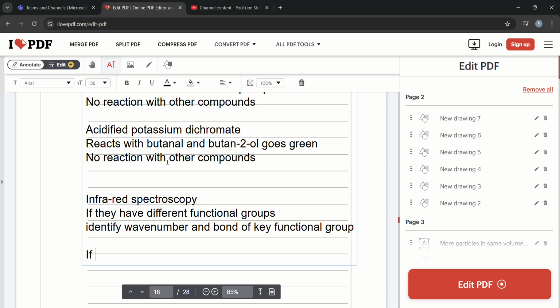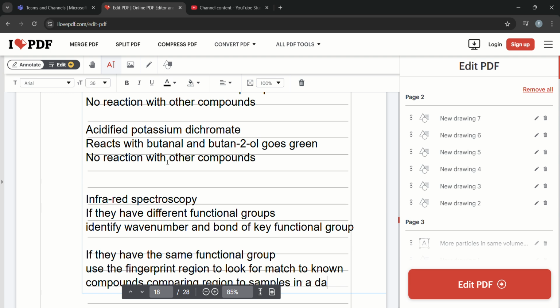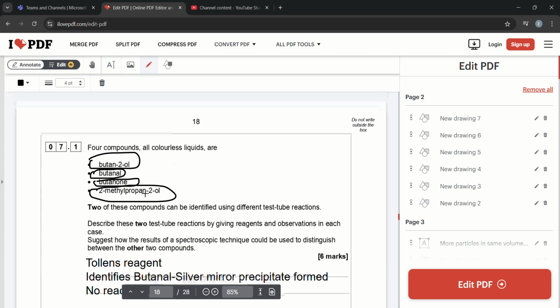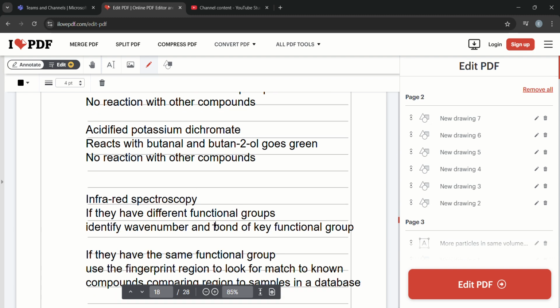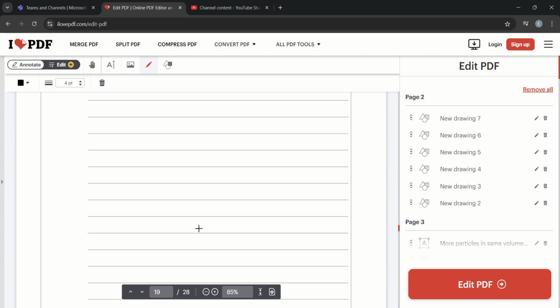And then again, what about if they have the same functional group? If they have the same functional group, then we use the fingerprint region to look for a match to known compounds, aka comparing the region to samples in a database. And hopefully you should know what the functional group is in butanone and 2-methylpropan-2-ol, and then you can use the table to state the wave numbers and easily distinguish between them. And anyway, that is the end of question 7.